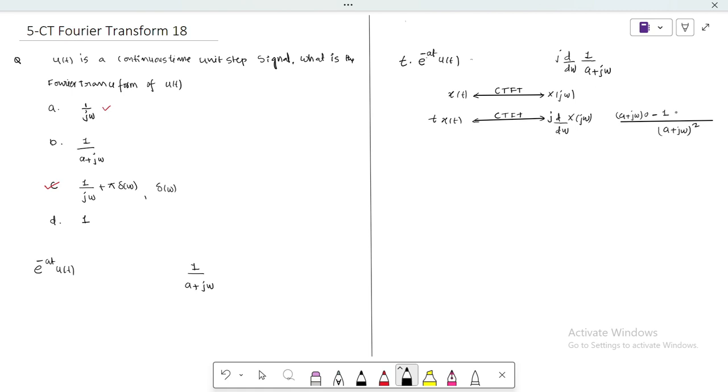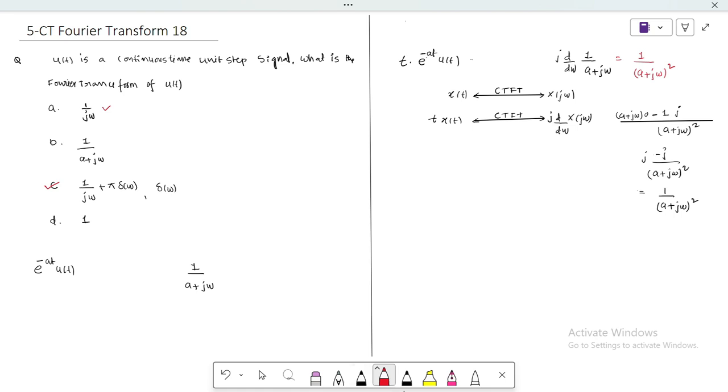Then a goes to 0, so here we are getting j. Next, into j. So this is 0 minus j by a plus j omega whole square. Here again it is multiplied by j, so j square equals minus 1, and minus into minus gives 1. Then the answer is 1 by a plus j omega whole square. So directly, the answer is 1 by a plus j omega whole square.